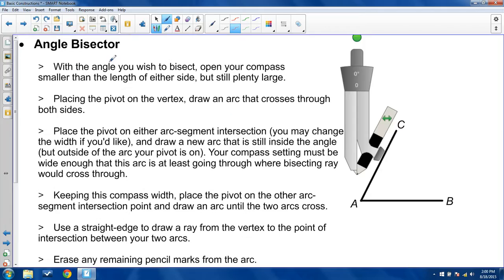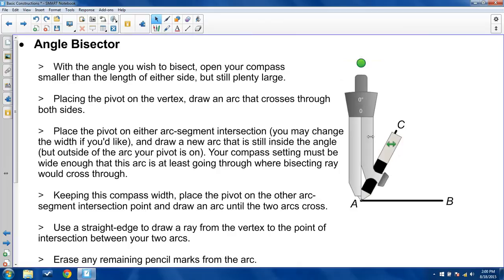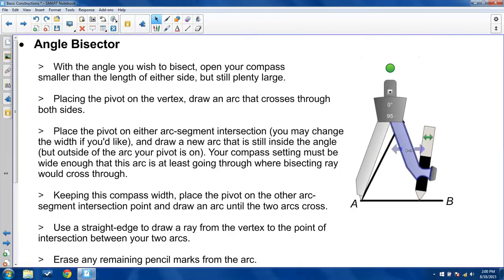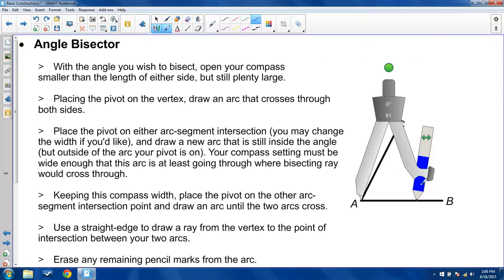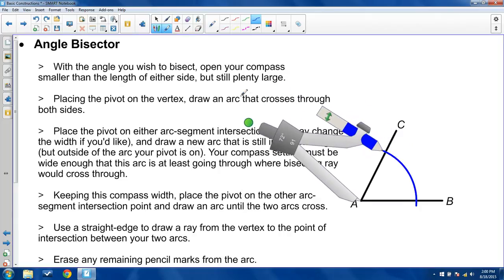And the last one, angle bisector, kind of like the congruent angle one. It takes a little bit more practice to do. With the angle you wish to bisect, angle CAB, let's open our compass smaller than the length of either side, but still plenty large. Just like last time with the angles, let's bring it down to the vertex, widen it out enough, not farther than the sides, and then draw the arc, the same one we did last time, that crosses through both sides.